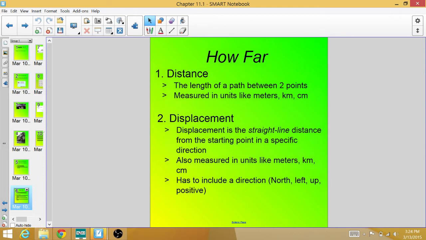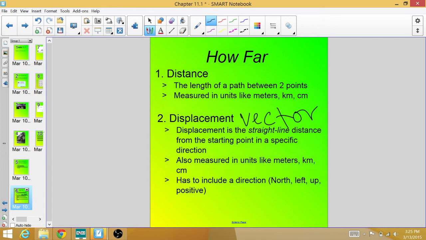We measure this in things like meters, kilometers, centimeters, and those kinds of things. Displacement is slightly different from distance. Displacement is the straight line distance from the starting point in a specific direction. We also measure displacement in units like meters, kilometers, and centimeters, but displacement has to include a direction. This is what we call a vector. A vector is a number that has magnitude and direction.